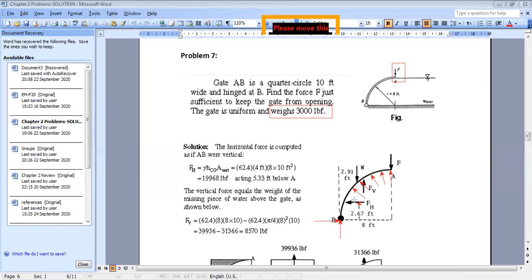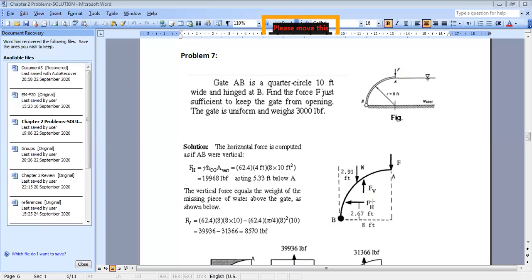So it's a distributed load on the inclined surface. It's inclined and curved here, so it's a curved surface. So we will end up with a resultant force that can be divided into two components, a horizontal component and a vertical component. And the objective here is to find what are these two components. So first we will start with the horizontal component.